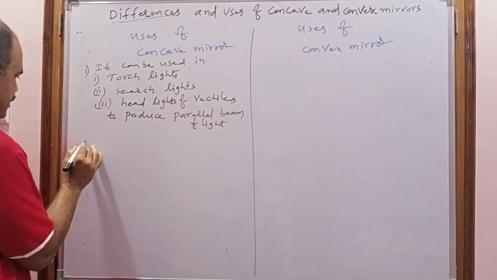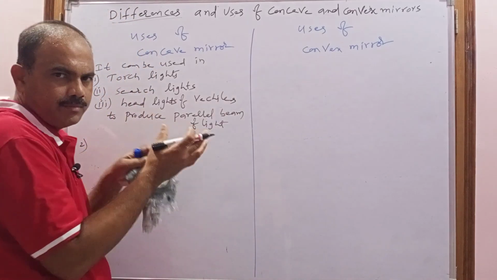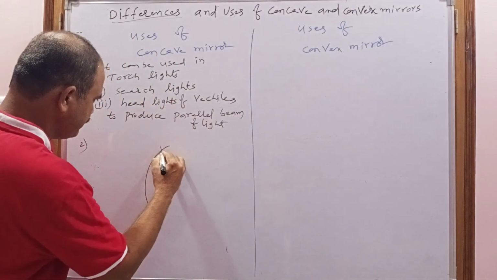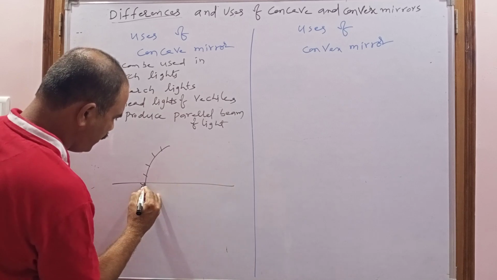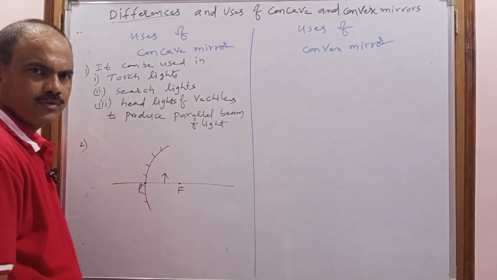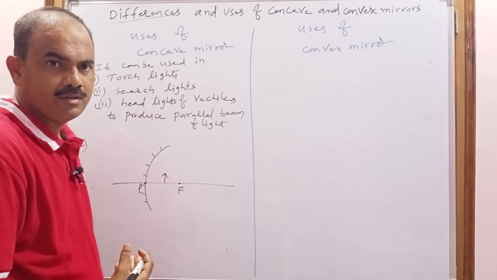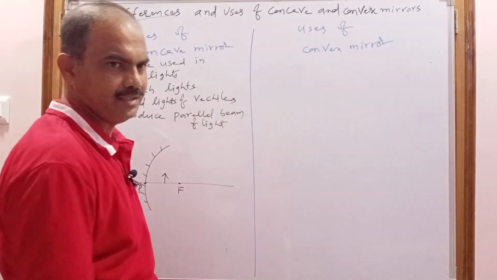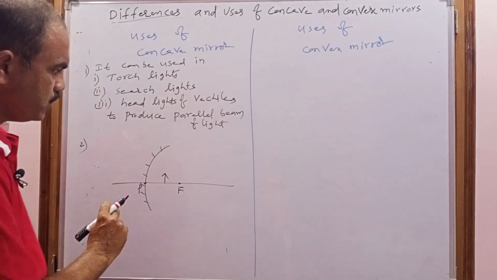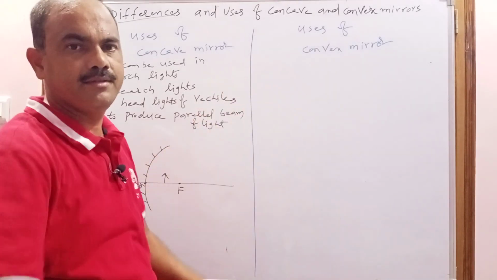And let's come to the second use. When the object is at the focus, it can produce the parallel beam of light. For example, if the object is between pole and focus, this is very important. It can form a virtual and erect image. Virtual, erect, magnified. It is used if you want to see a bigger image.